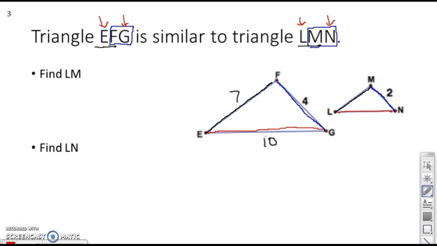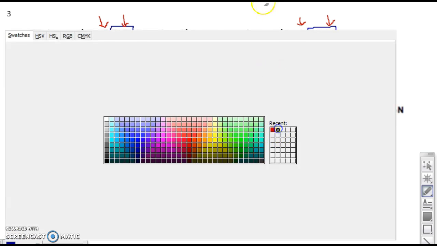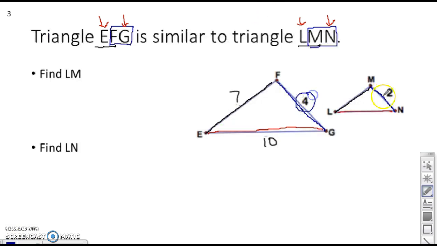Okay, so the only set of corresponding sides that we know both of the lengths is right here. And so we can use those two to find the scale factor. So to get from 4 to 2, I'm making it half of its size. So the scale factor is going to be 1/2 because 4 divided by 2 is 1/2.